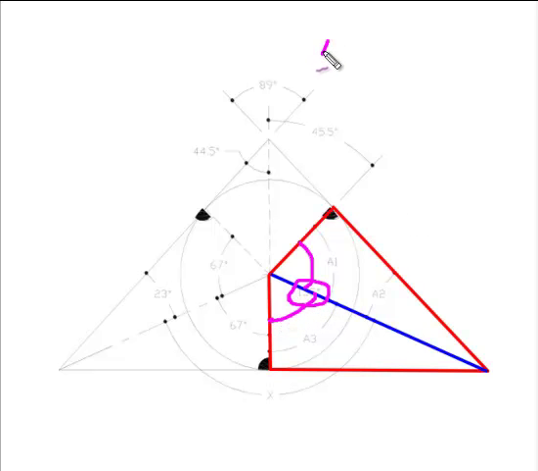So 135 divided by 2 equals 67.5 decimal degrees. That's not 67 degrees 50 minutes. When you see this decimal point, that means that it's decimal degrees. So that's what we get for this angle inside here, right?